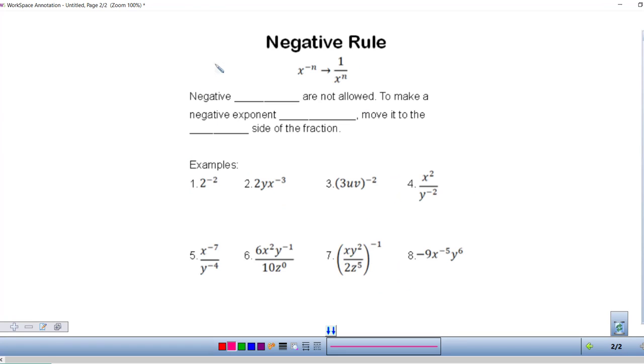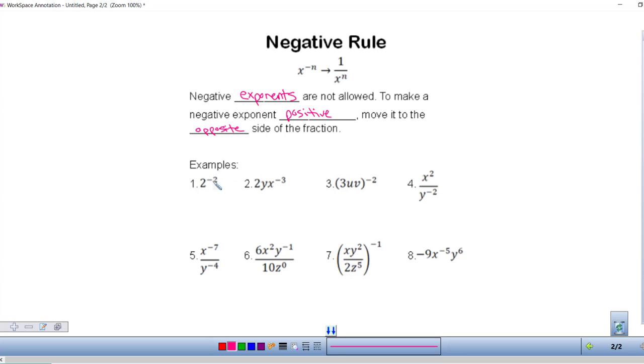When we have negative exponents, they are not allowed. We never want our final simplified answer to have a negative exponent. To make a negative exponent positive, we have to move it to the opposite side of the fraction. Now I say opposite side of the fraction because it's not always going to be moving to the bottom, and not always going to be moving to the top. It depends on where the negative is.